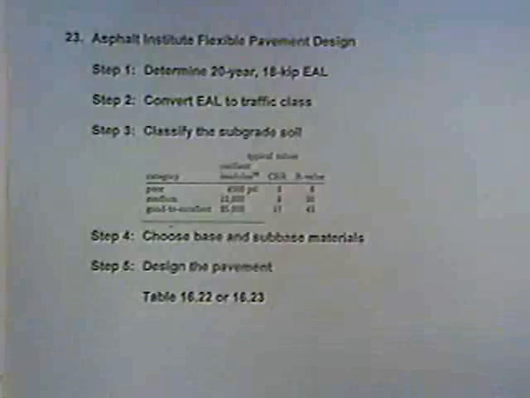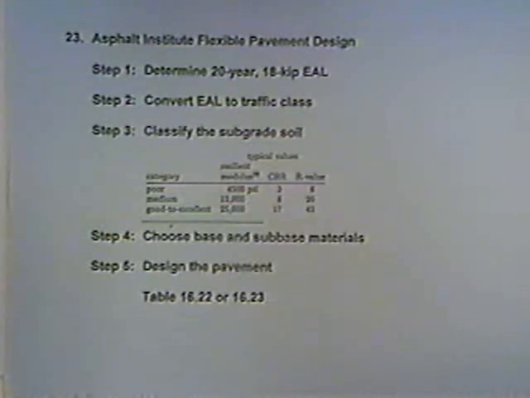The Asphalt Institute Flexible Pavement Design, probably the easiest one of the 3 procedures to use, because everything sort of defaults to a table lookup type of design. It's easy to use, but it's probably the least common way of designing flexible pavement. Starts out just as the others do, with determining a 20-year 18 kip equivalent axle load.